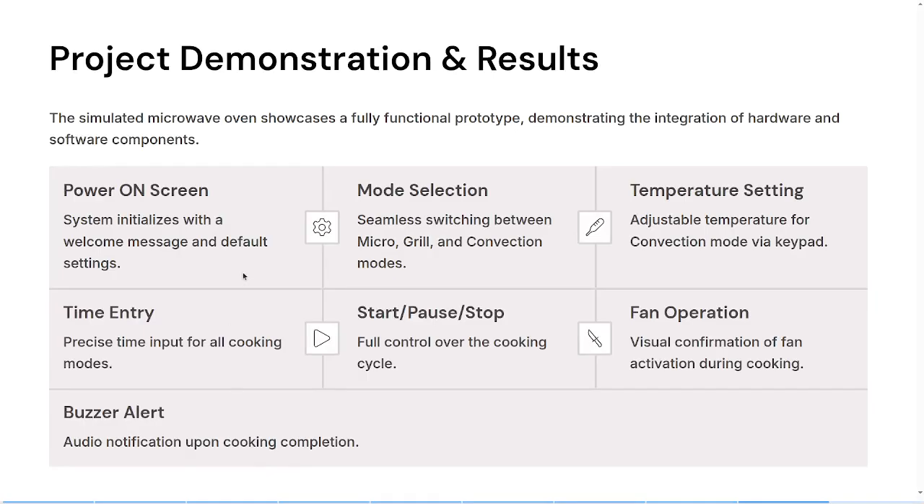And then there are multiple screens. First is the power on screen, which displays the power on message, and then we go to the mode selection screen. After mode selection is done, we make the temperature settings. We need to select the temperature properly, which is only for the convection mode. After that we give the time in minutes and seconds format. Then there is the screen for start, pause, stop, which controls the working of the microwave oven. The fan operation is there, and the buzzer operation is there.